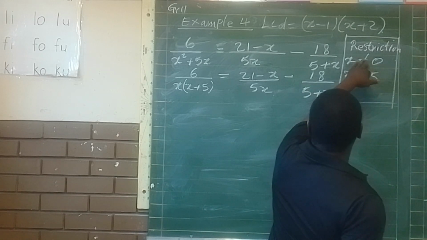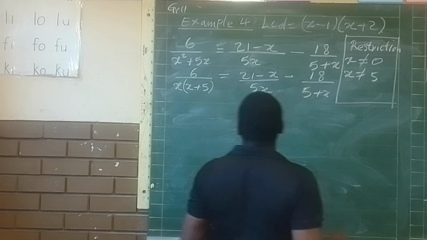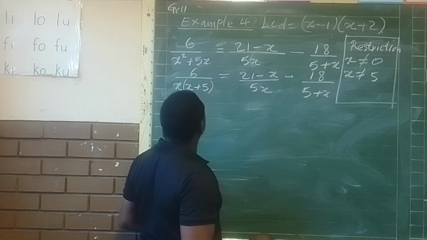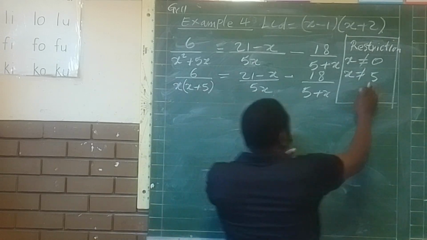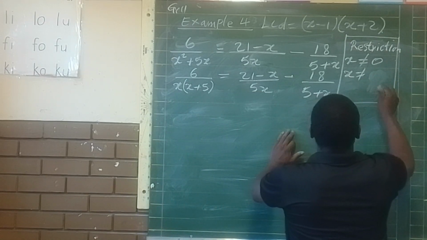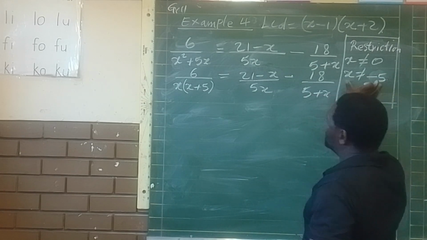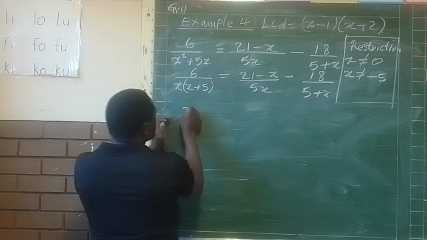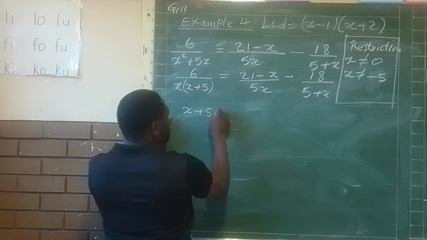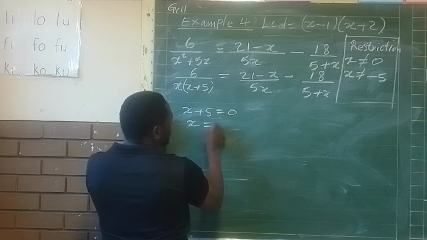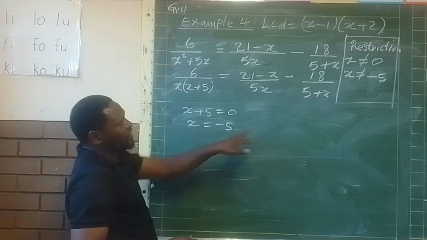X must never be equals to 0. X must never be equals to 5. Minus 5, not 5. Minus 5. If you want to find the restriction, just take this one. You say x plus 5 is equals to 0. X is equals to minus 5. This is your restriction.